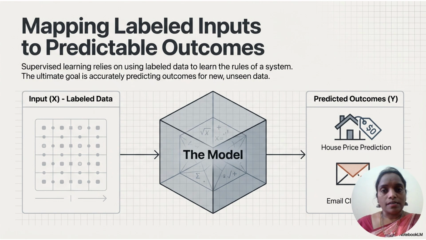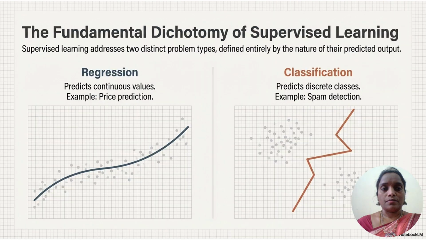In supervised learning, labeled input data is provided to the model during training, and the model learns the patterns and relationships between the inputs and outputs. Once trained, it can predict outcomes for new data. Common applications include house price prediction, email classification, disease diagnosis, and customer behavior analysis.